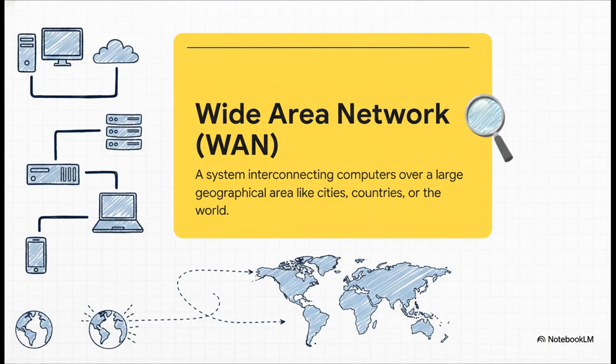But what happens when you start connecting all those little LANs together across huge distances, across cities, countries, even across the whole planet? Well, then you get a WAN, a wide area network. And the biggest, most mind-bogglingly complex WAN of them all is, of course, the internet itself.